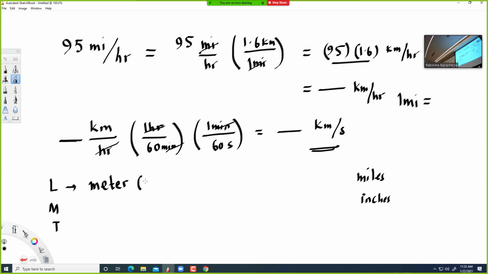It's small m. For mass we use kilogram, kg, and for time we use second. So this system of units is called international system.